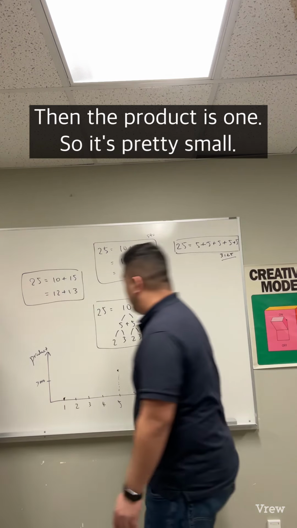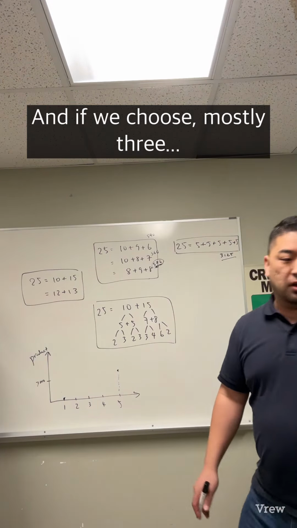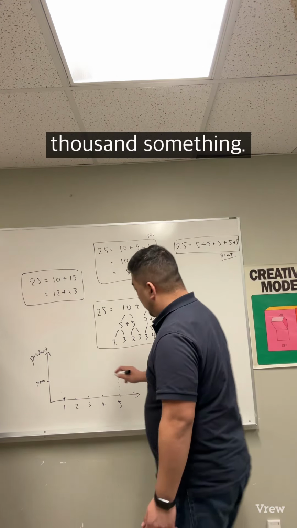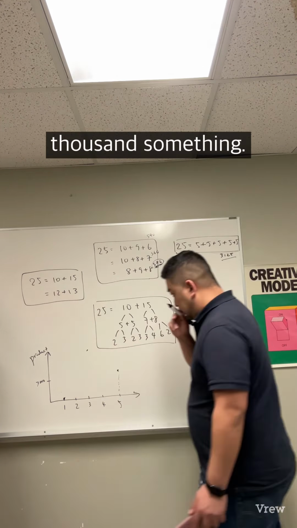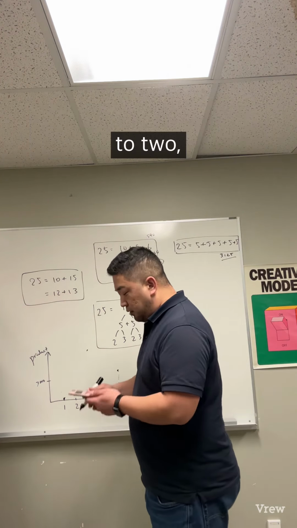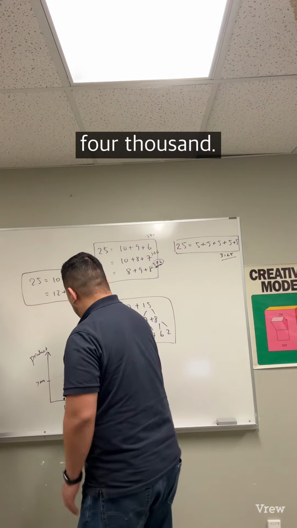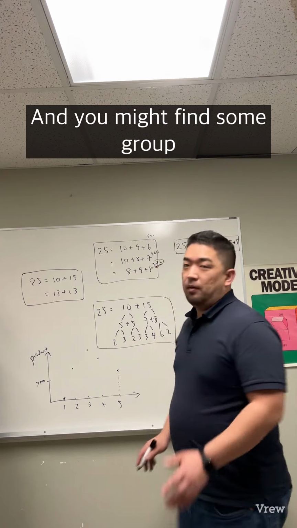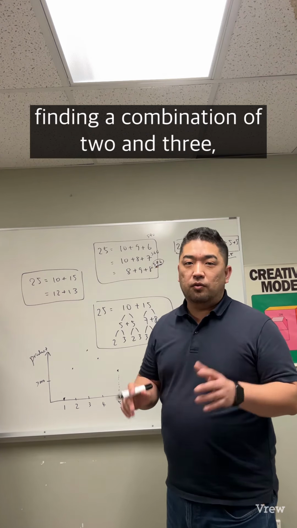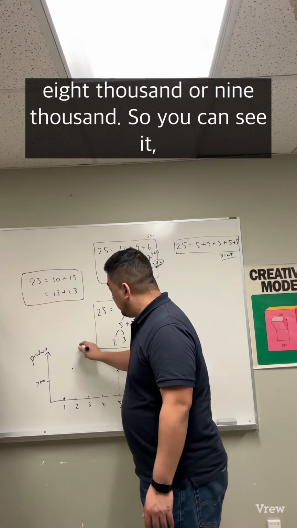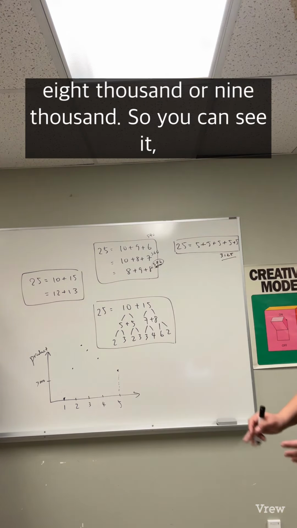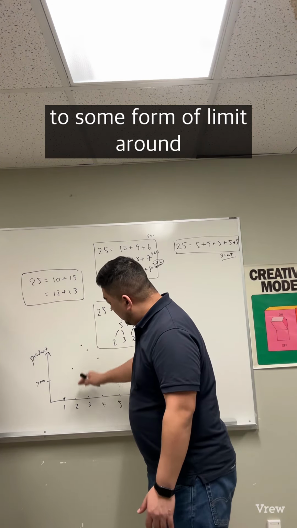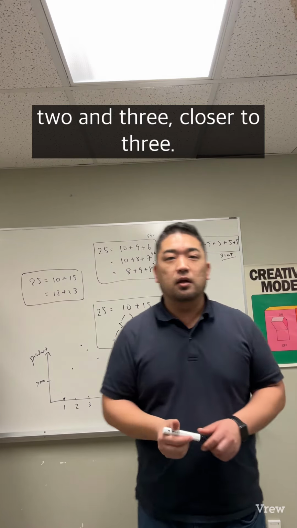So it's pretty small. And if we choose mostly 3, it's 6,000 something. And if you go closer and closer to 4,000, if you spread into 4, 5,000 something, and you might find some group finding a combination of 2 and 3, 8,000 or 9,000. So you can see the number seems to be approaching some form of limit around 2 and 3, closer to 3.